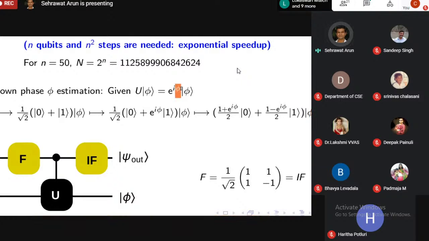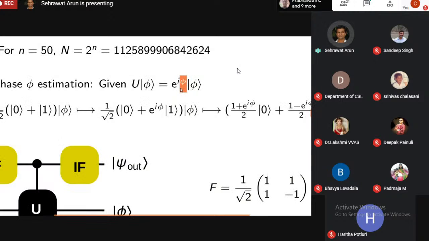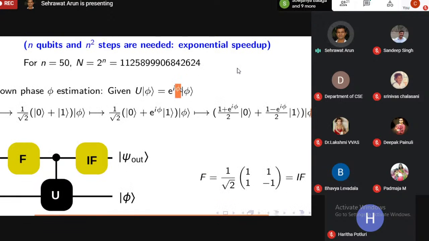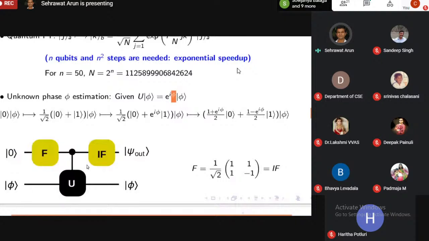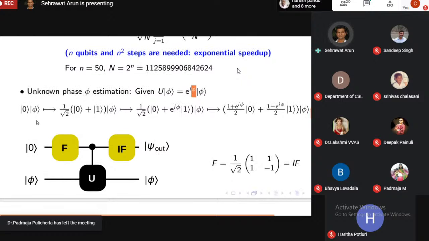This phase we have to estimate, and it is not known to us. But we have some black box which applies this U, and here the control is 1. So how does this phase estimation work? You initialize two qubits. You initialize one in 0, and another one in the eigenvector phi.